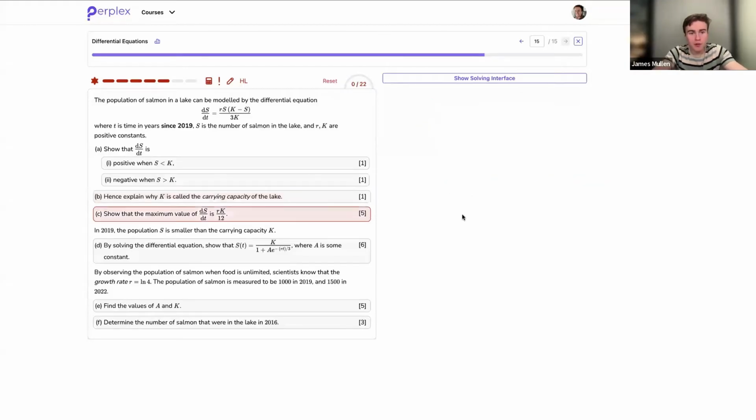Now in part C, I want to show that the maximum value of ds by dt is rk over 12. Now there's two ways I can do that. Either I can take the second derivative, or I can take the derivative of ds by dt with respect to s, which would be very confusing, or I can recognize that by factoring out r over 3k, my expression for the derivative becomes r over 3k times (sk minus s squared), which I recognize now, this inside, as a quadratic, and quadratics have a vertex, and that vertex is at x equals negative b over 2a, or in this case, s is equal to negative k over 2 times minus 1, which is k over 2.